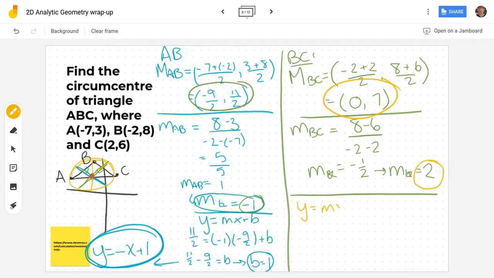So then we're going to take this and put it into the equation of a line. Y equals mx plus b. Y is 7, m is 2, x is 0. 2 times 0 is 0. So b is 7, which means that our equation is y equals 2x plus 7.